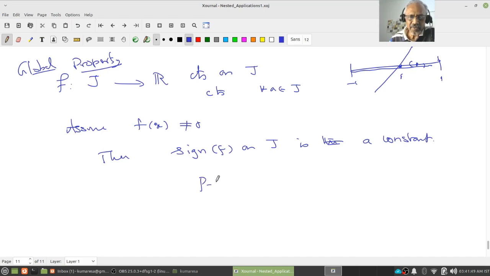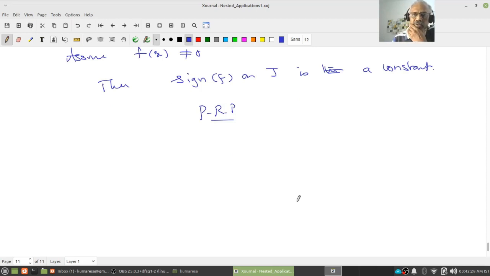Pause, review, read. If necessary, you rewind, go back, and let me repeat what I said. f is continuous on interval J, and f is not 0 anywhere on the interval, then f retains the same sign on the entire interval. Either f is always positive on J or f is always negative on J. Here you see that in this case f vanished at one point. That is why it would not give the same sign. Do you like it?